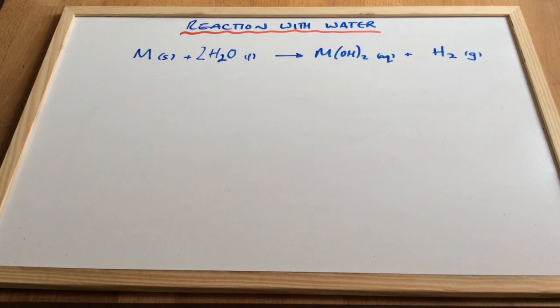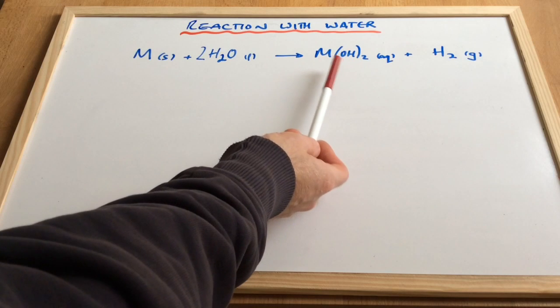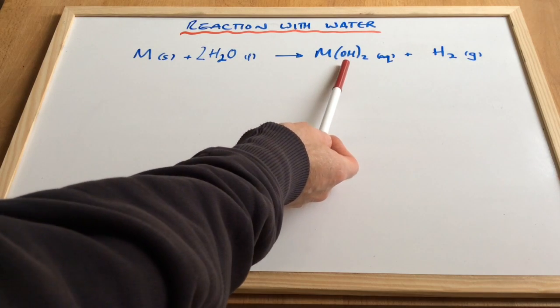If we move on to the reaction with water now, you can see again I've got a generic equation there where I've used M as the formula for the group 2 metal. So in general, group 2 metals react with water and they form an aqueous metal hydroxide with the general formula M(OH)2.